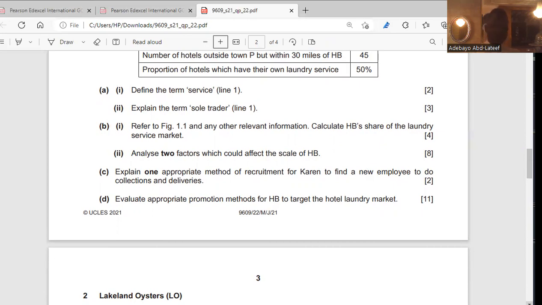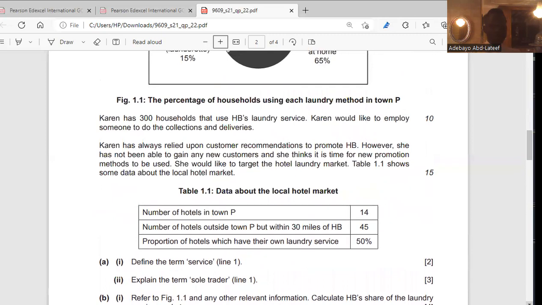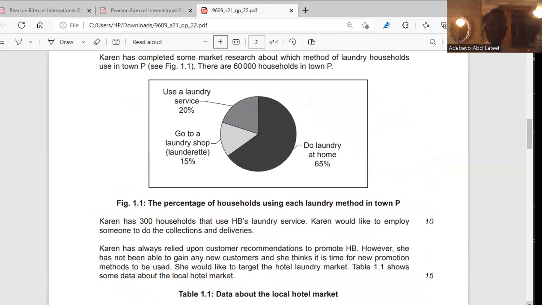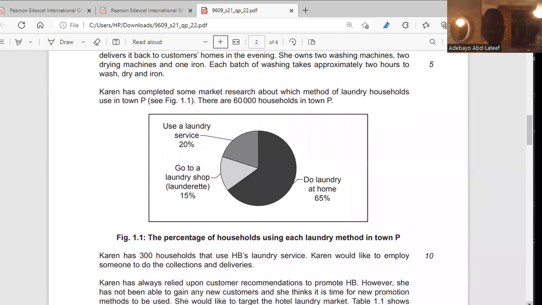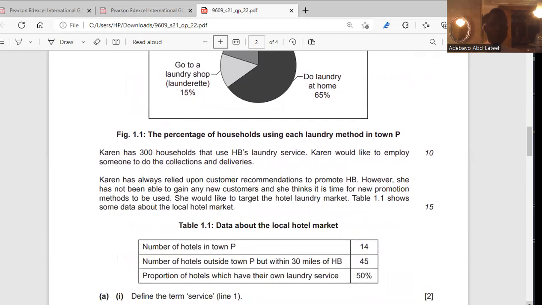B. Refer to Figure 1.1 and any other relevant information. Calculate HB's share of the laundry service market. So for the laundry service, we have 20%, right? So 20% of 60,000, that would be the total market size. 20% of 60,000 gives us 12,000. But the information says Karen has 300 households that use HB's laundry service. So that's the current share of the market, which is 300 divided by the total market size, 12,000, multiplied by 100. So we have 300 over 12,000 multiplied by 100. It gives us 2.5%.